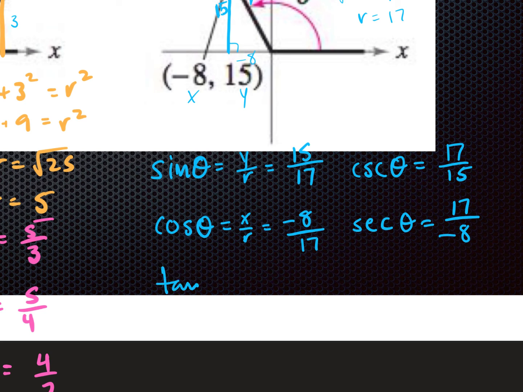Then we have tangent, which is y over x. So my y is 15 and x was -8. 15 over -8, and cotangent would be the reciprocal, so -8 over 15.